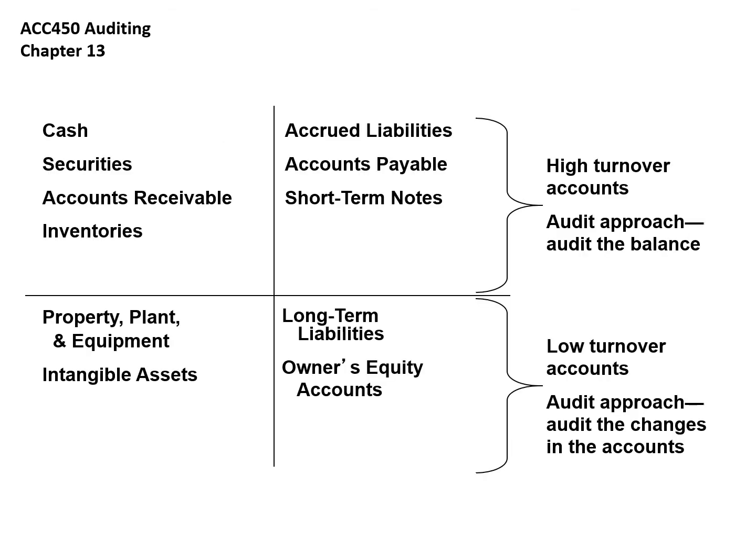I thought this graphic was really beneficial to kind of distinguish between how we deal with current assets versus long-term assets. So current assets, we're really concerned with auditing the balance and the transactions that create that balance. With lower turnover accounts like long-term assets, we're more concerned about auditing the change from beginning to end. So what was added or what was taken away will be our focus.